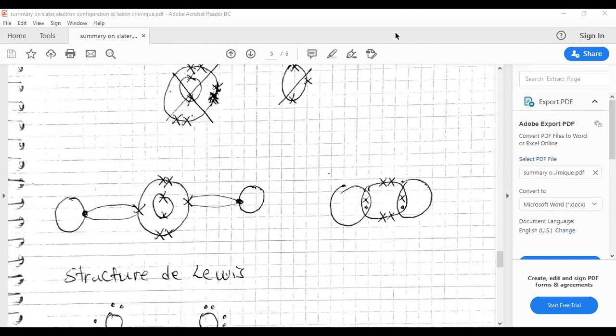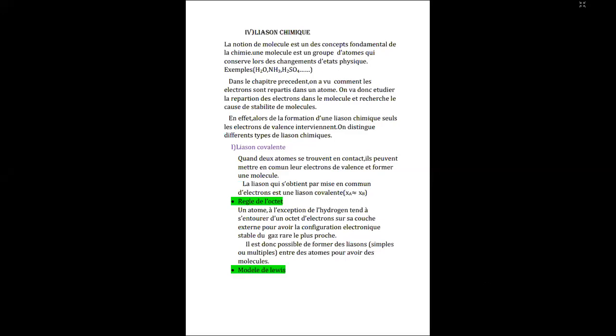So these are things, I think, which you did already in Zambia. I don't know if there's any question on the introduction before we go to liaison covalente. It's clear. Okay, so basically here, we are just going to look at bonding. So we're going to start with liaison covalente.